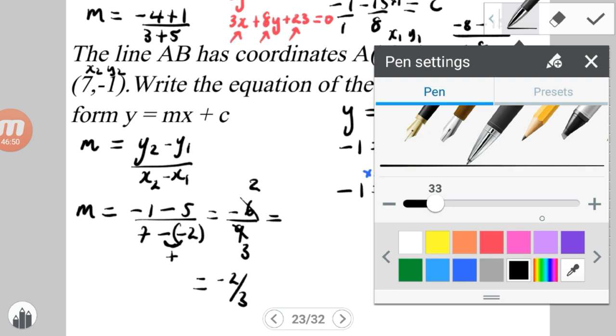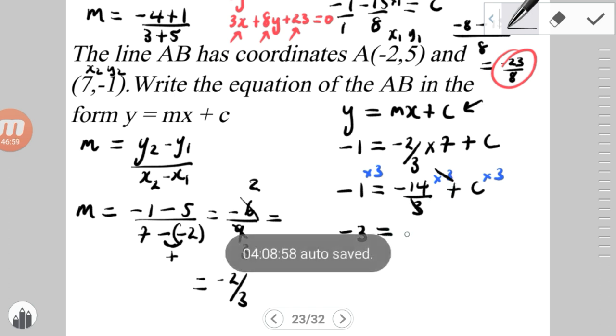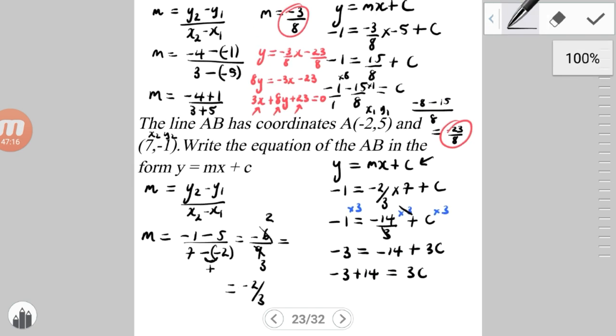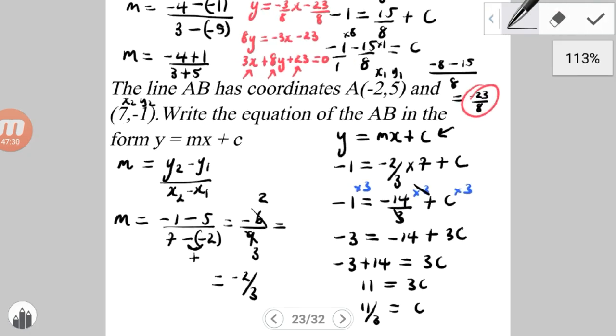Balance the equation. So we have negative 1 times 3 is negative 3. Cancel here. So end up with minus 14 plus 3 times C is 3C. Alright. Transpose the minus 14, we'll end up with minus 3 plus 14 equal 3C. And we'll end up here with 11 being equal to 3C. Dividing both sides by 3, we're going to find that 11 over 3 is equal to C. So we have calculated our C value here.